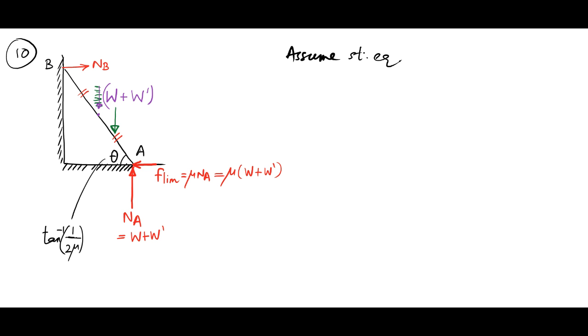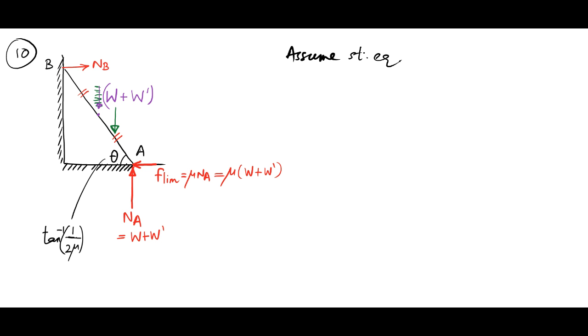So let's see what has happened. W plus W dash has moved nearer to A. Assume static equilibrium. Now Na is W plus W dash. That still remains even if the force W plus W dash has shifted nearer to A. That doesn't change. Now this F limiting, perhaps it becomes comfortable friction. We do not know. So let us check that.